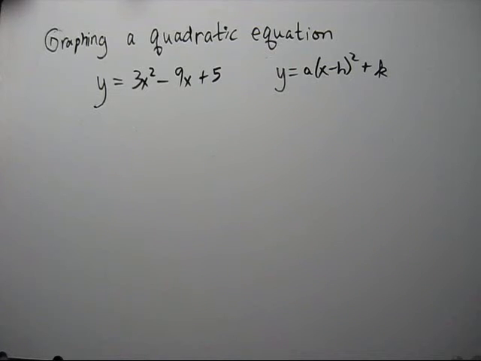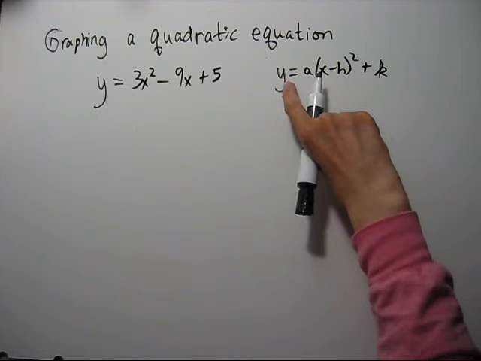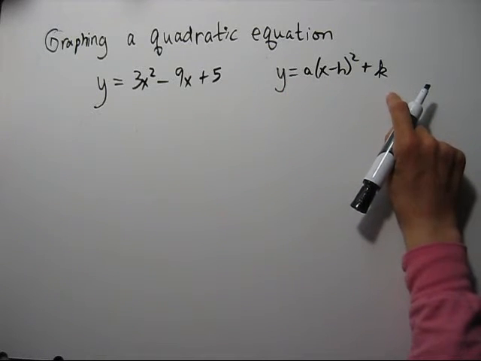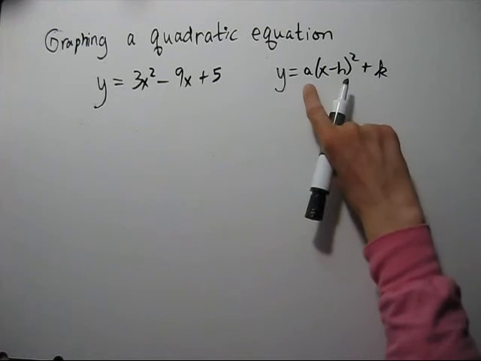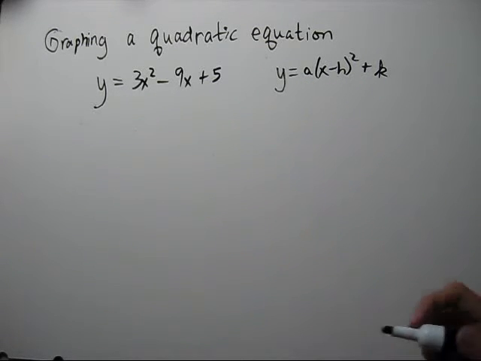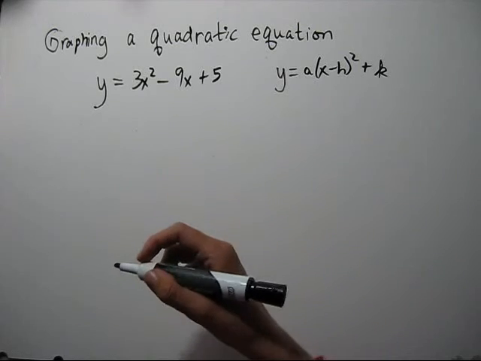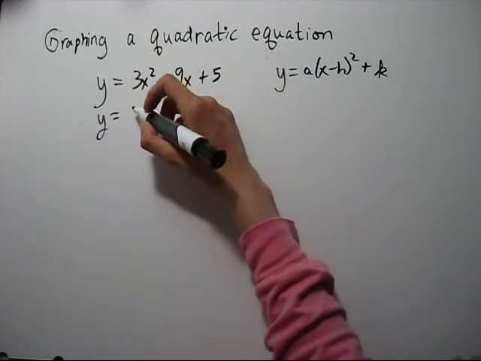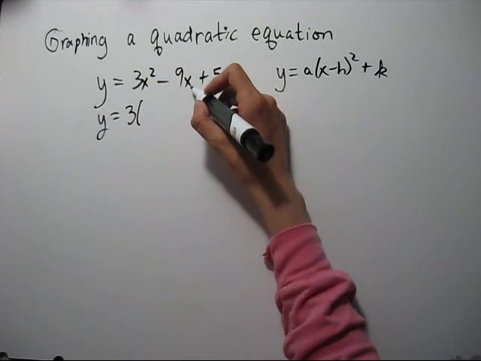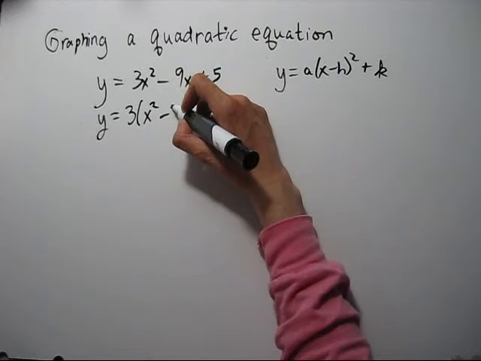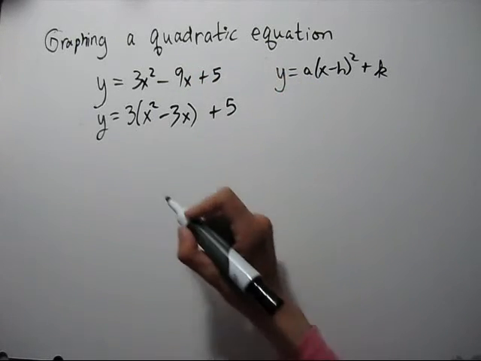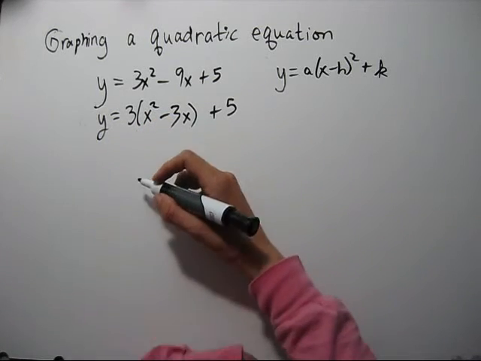Let's graph a quadratic equation by completing the square. Our goal is to put the equation into this form because we can easily read off what our vertex is, and we'll know how much it's being stretched vertically or compressed. So first thing, let's pull out the 3 out of all the x terms. So we have x squared minus 3x plus 5. That tells us our a is 3.